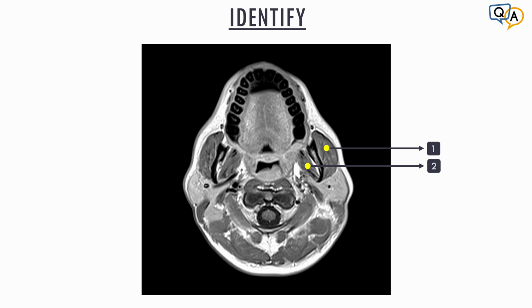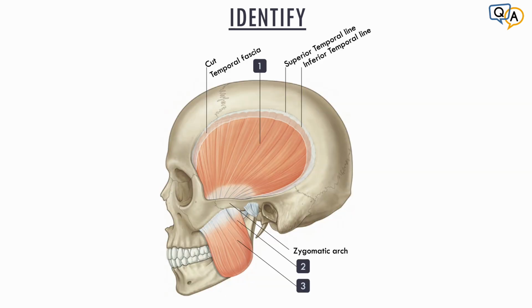So please identify these two muscles. A hint is that these are masticator muscles. So number one here is the masseter muscle, and number two here is the medial pterygoid. So again, these are masticator muscles.